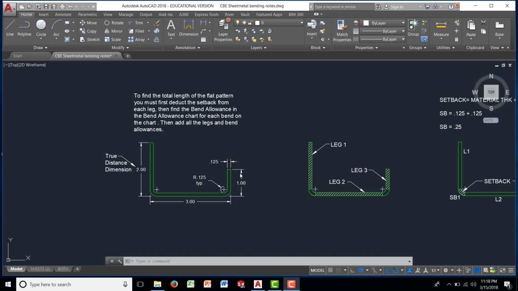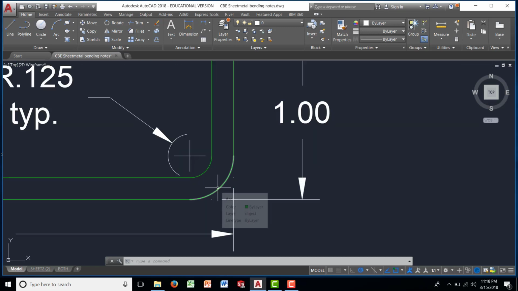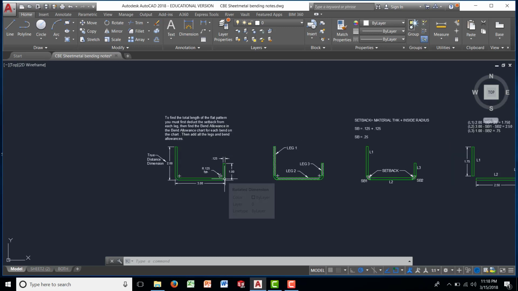Alright, we have our material thickness. Our material thickness is 0.125 and our inside radius is 0.125. So when we're looking to see what our setback is, we need to add both material thickness and the inside radius. Why inside radius? Because that's where the bending occurs. The inside radius is also called a nose radius. We should never do calculations from the outside radius. This right here is the outside radius. This is the inside radius.